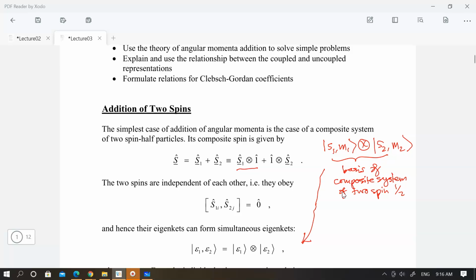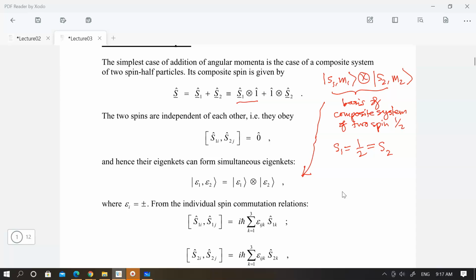We are ignoring this S1 and S2 because S1 and S2 are fixed to be equal to a half. So we can omit this label and just label it by M1 or M2, which is now written as epsilon 1 and epsilon 2, where epsilon 1 and epsilon 2 can be a plus or minus kind of state. Remember that your plus and minus here corresponds to Sz equal to plus or minus h bar on 2. So really this plus or minus is referring to the individual Z component. So you have epsilon 1 and epsilon 2.